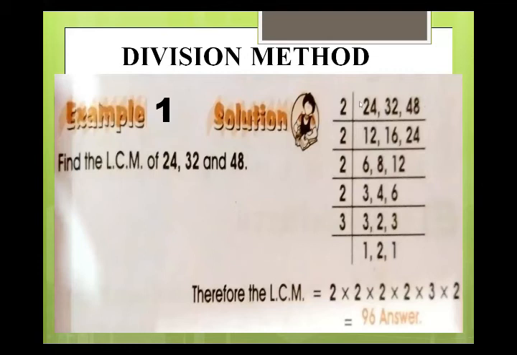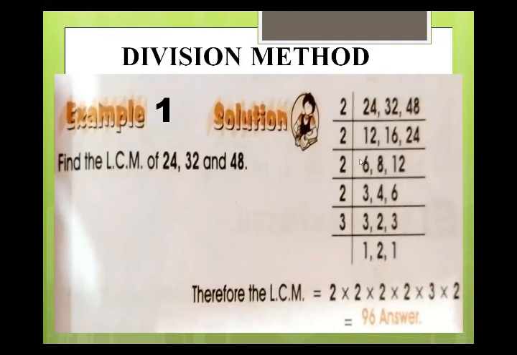you have to continue this process until the remainder is 1, or the remainders are prime numbers. In this question you see that the remainders are 12, 16, and 24. Why do we take 2 as it is? Just because 2 is a prime number. If we have a prime remainder, then we take it as it is in the solution.